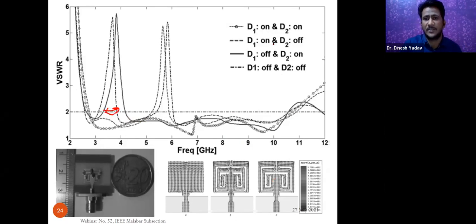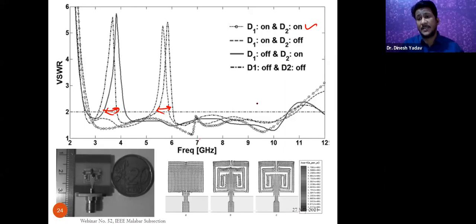This is the first case where D1 and D2 are on, and you will get this type of characteristic. Where the other characteristic is there, you will get this type of band notch here. So these are the things you can understand. It is not possible that if you have 2 diodes, all 4 states would give you the appropriate result, because they have to tune for certain frequency and wavelength, or the polarization, or maybe the switching of polarization characteristic, or the beam.